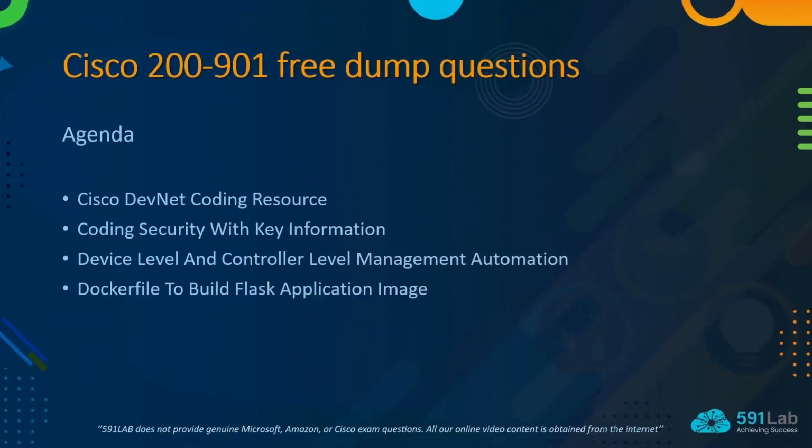Okay, let's step to today's agenda. First one is Cisco DevNet coding results. The second one is coding security with key information. Next is device level and controller level management automation. The last one is Dockerfile to build Flask application image.